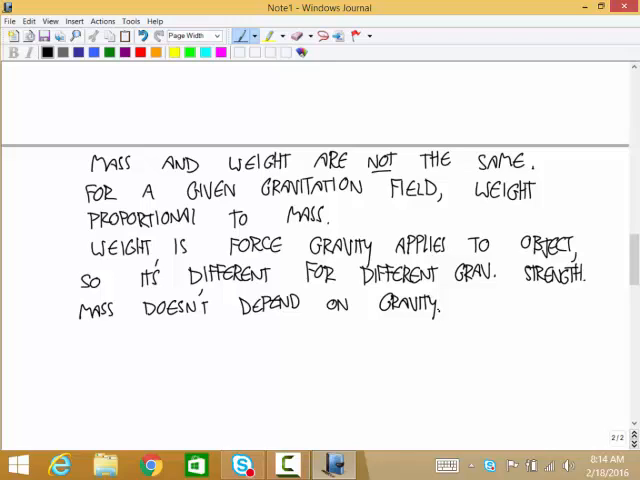But how do you measure a person's mass when you can't use a bathroom scale? Because a bathroom scale really measures your weight. It measures how hard gravity's pulling on you. If there's no gravity, that isn't going to work.